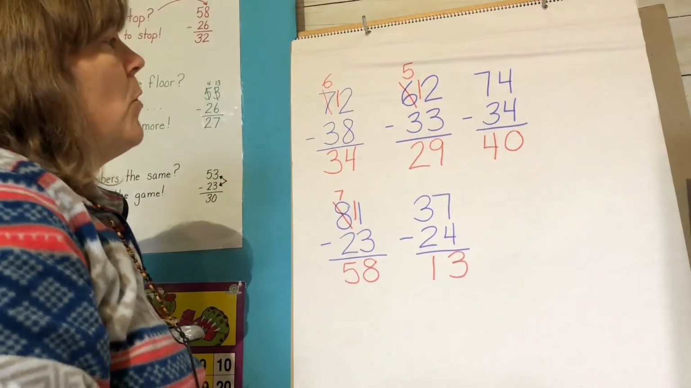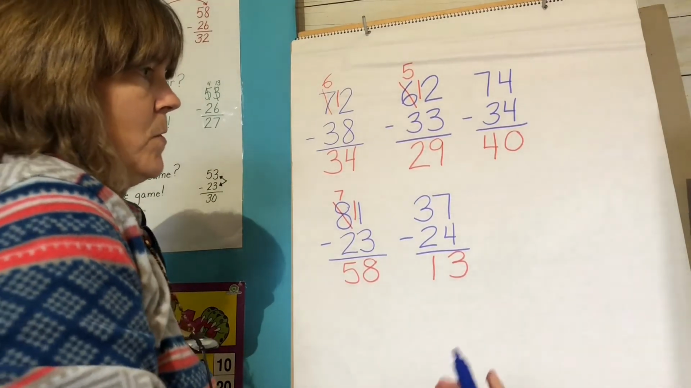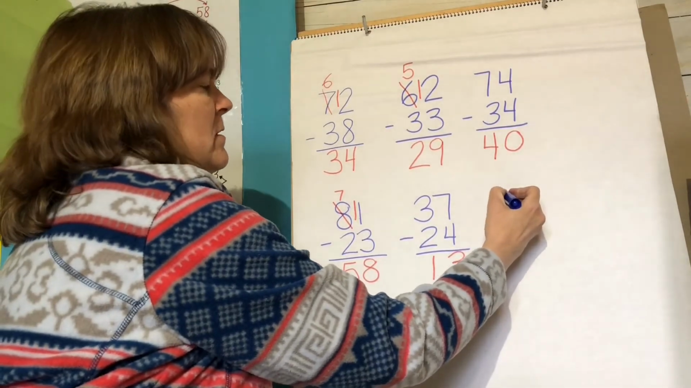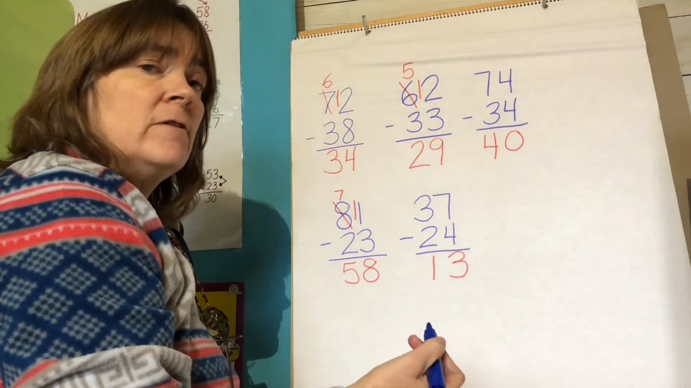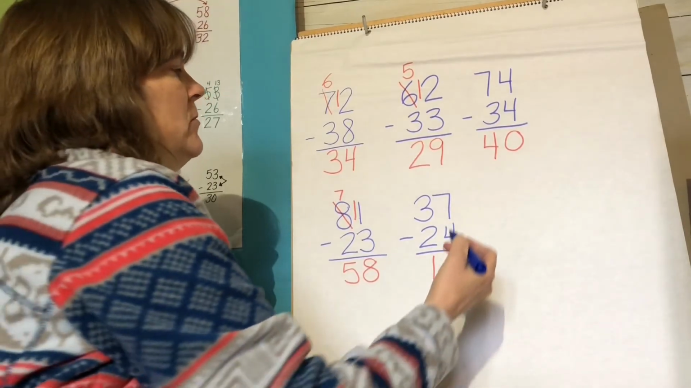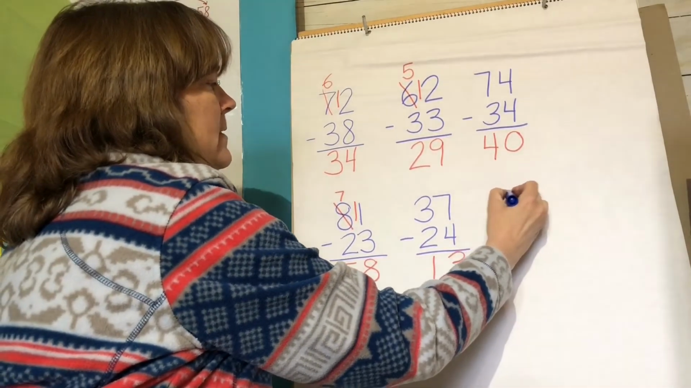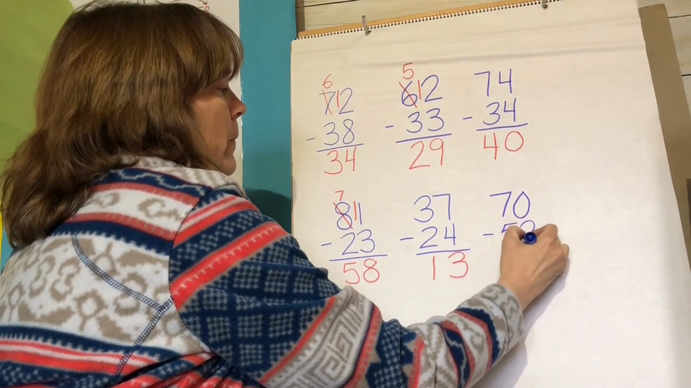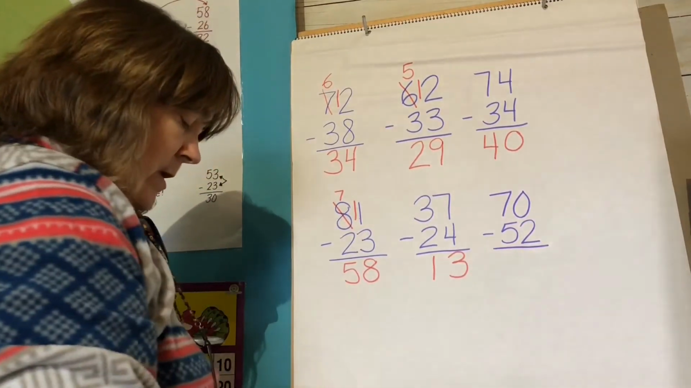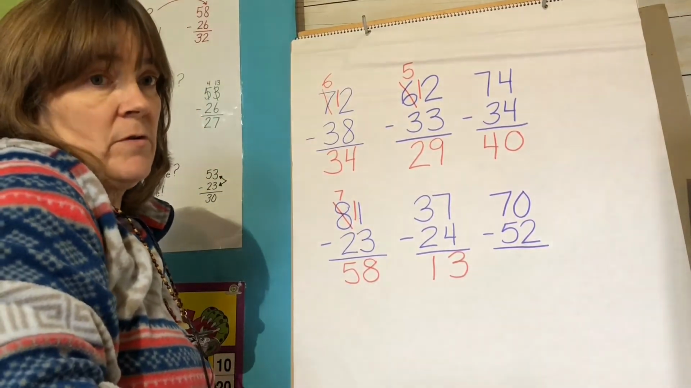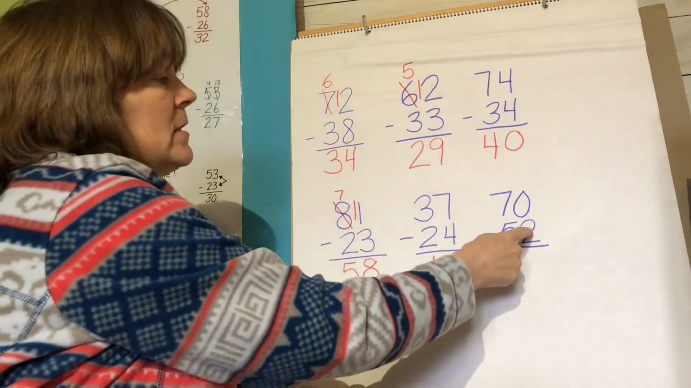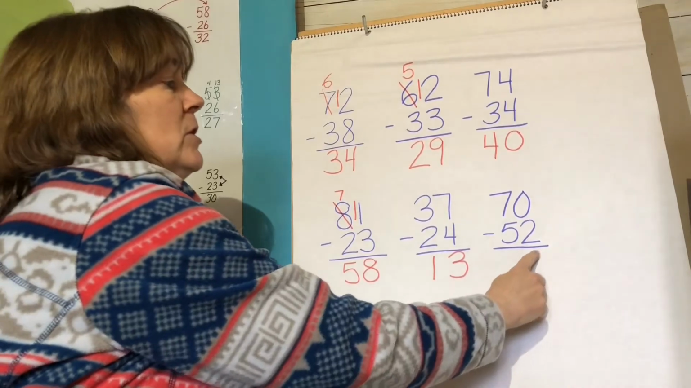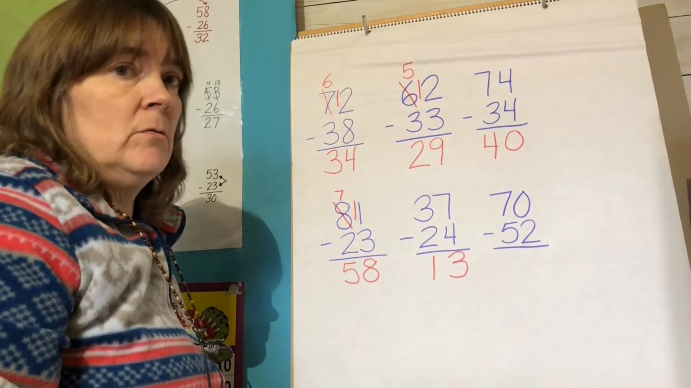Okay, and we're going to do one more. We're going to do, oh, this is a good one. With this one, a lot of people get confused. So I don't want you to mess up when you see a 0 here, okay? So we're going to practice it. 70 minus 52. Now, I remember when you were in first grade and when you started second grade, when you would see a problem like this and you'd see a 0 there, you'd say, oh, that's easy. The answer is 2. But that was before you knew about regrouping.